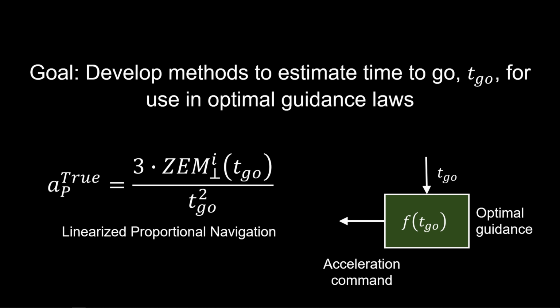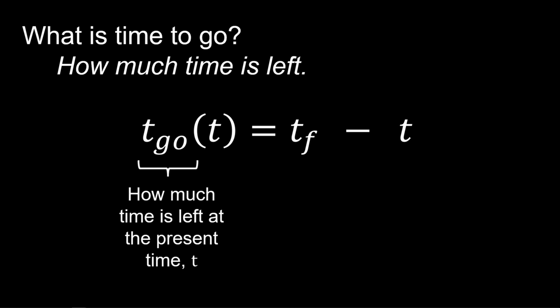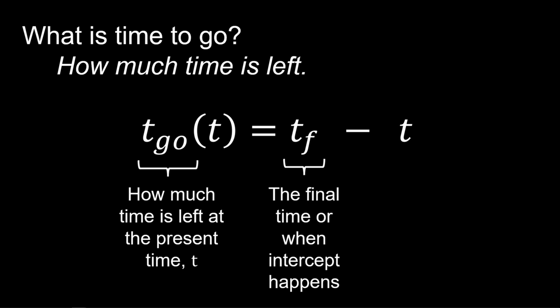For example, linearized proportional navigation is optimal in the sense of minimizing control effort when the navigation gain is 3. This law directly depends on time to go and on zero effort miss perpendicular to the line of sight, which will be discussed later. So what exactly is time to go? Well, in short, it's how much time is left. That is, time left at the present time, t. It's computed as the difference between the final time, or the time when intercept happens, and the present time.